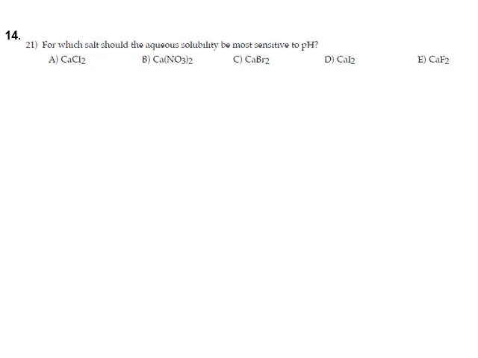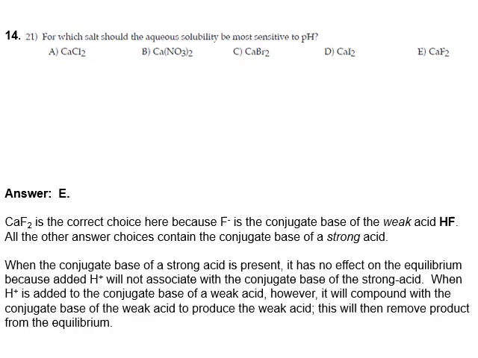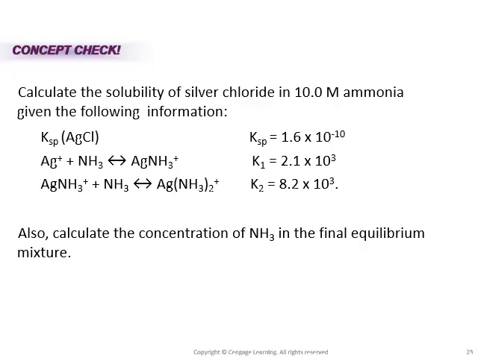Next slide. Okay, so here is our answer choice, E, for the reason that I just mentioned. For the other ones, A through D, they're all going to be conjugate bases, but they're conjugate bases of strong acids. So if you try to stick an H plus on them, they'll just redissociate. Next slide. All right, and I think this is our last problem.